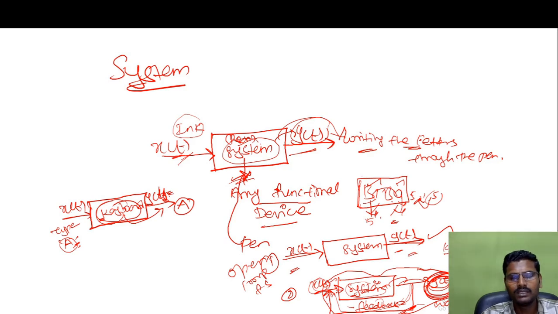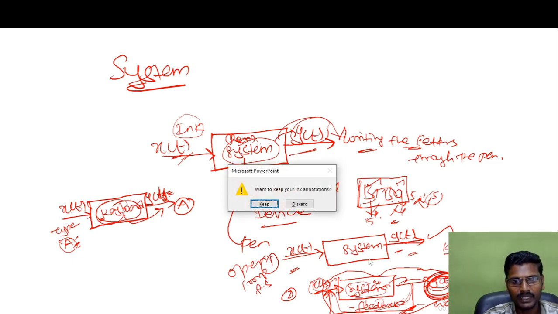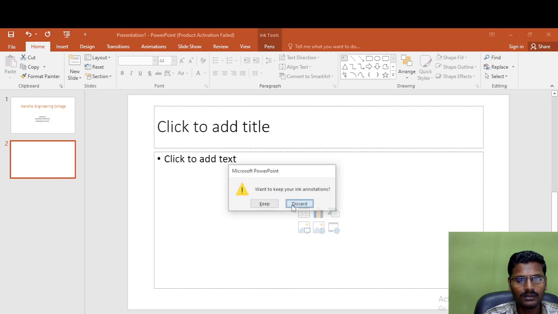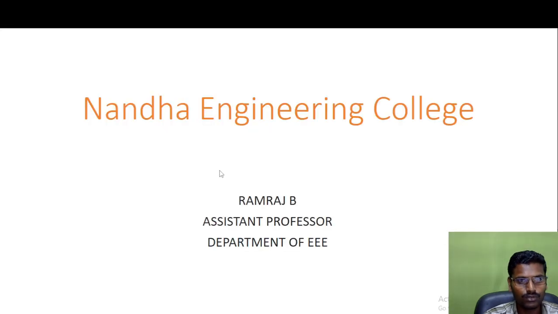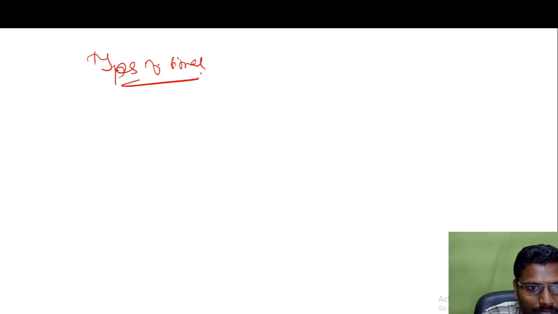So this is the small introduction about systems. Now we'll see the types of signals and types of systems. We'll see the basic types of signals and the basic types of systems, right? Types of signals.